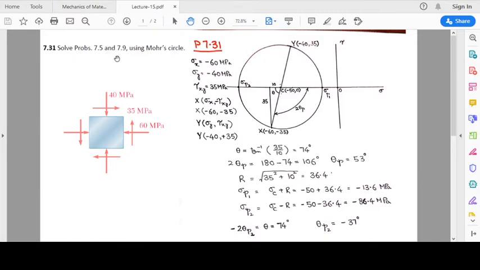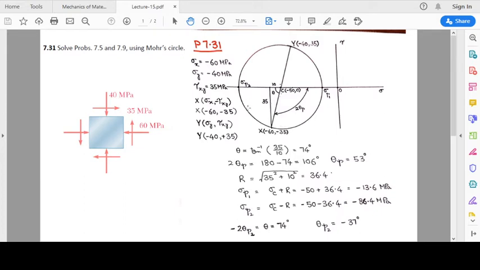Now in problem 7.5 we were to find the principal planes and the principal stresses. So one principal plane is going to be this, the other principal plane is going to be this. We can find the angles made by the vertical plane Cx, where the stress is minus 60, with these planes. So in this triangle that we can see here, this height is going to be equal to the shear stress, the vertical coordinate of this point x.